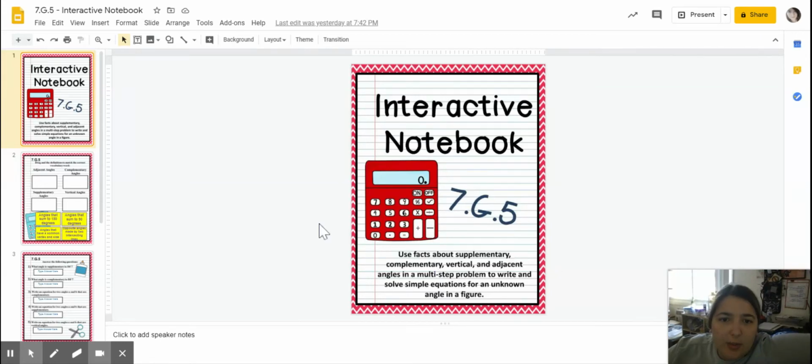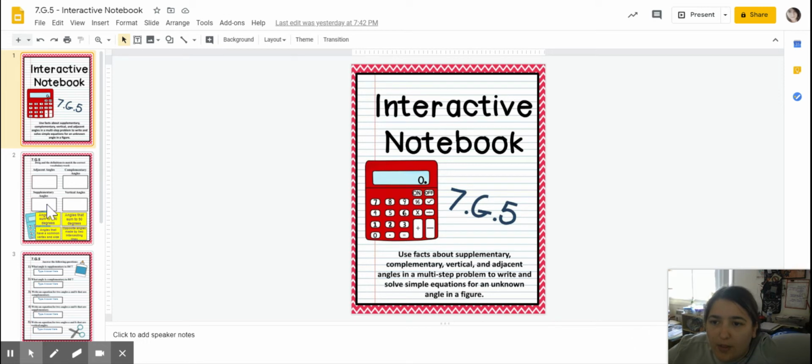Hi boys and girls, looking at standard 7.G.5, using facts about supplementary, complementary, vertical, and adjacent angles in a multi-step problem to write and solve simple equations for an unknown angle in a figure. So we're going to start with some definitions.